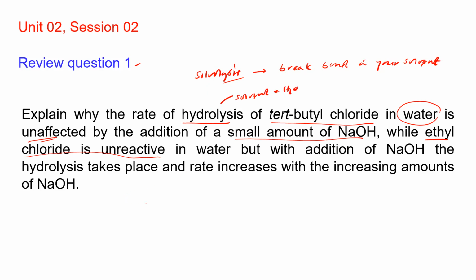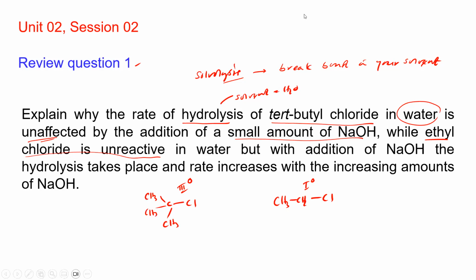Hydrolysis of tertiary butyl chloride. So tertiary butyl chloride is this. You have the tertiary butyl group and chloride. And the other one is ethyl chloride. So this is a tertiary alkyl halide. This is a primary alkyl halide.